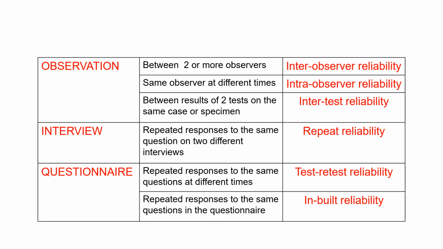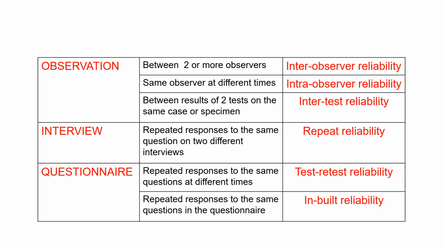If the data collection method is observation, inter-observer reliability is the agreement in responses or assessments between two or more observers. Intra-observer reliability is getting the same response from the same observer at different observation times. With laboratory data, it refers to inter-test reliability, which is getting the same result on the same specimen sent out to two different laboratories. If the data collection method is an interview, reliability refers to repeat reliability, that is getting the same response to the same question on interviews conducted at different times.